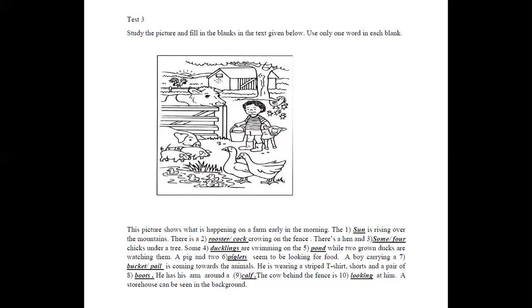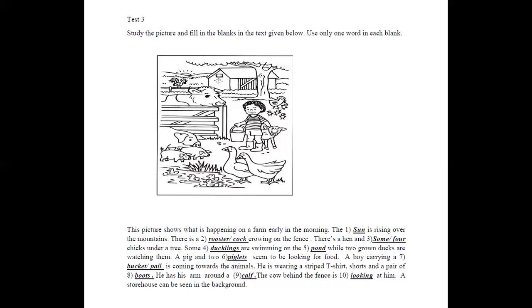They are looking for food. Then the other sentence: a boy carrying a blank is coming toward the animals. Okay, there is a boy and the boy is carrying something. Now you can see there is a bucket.